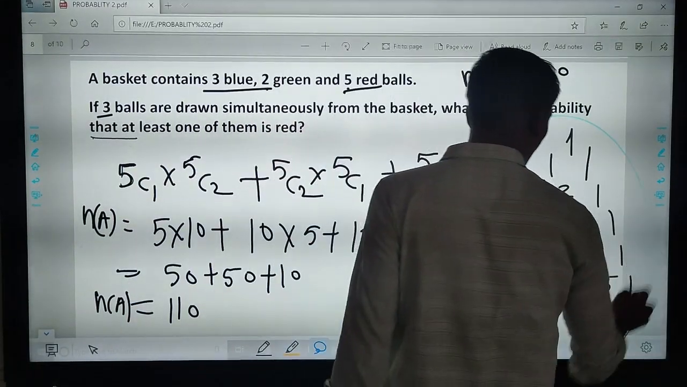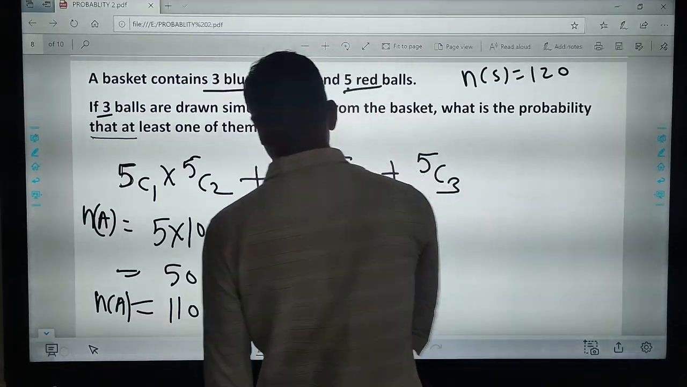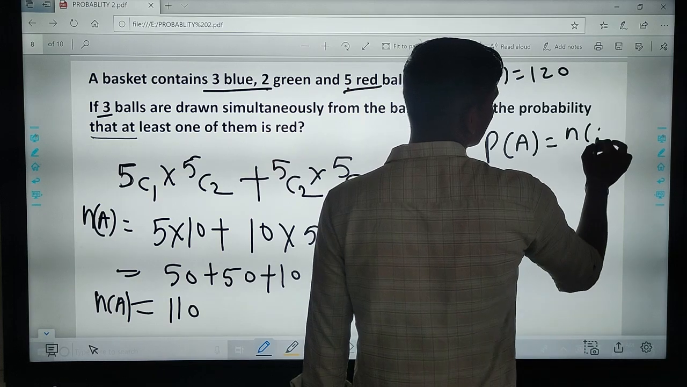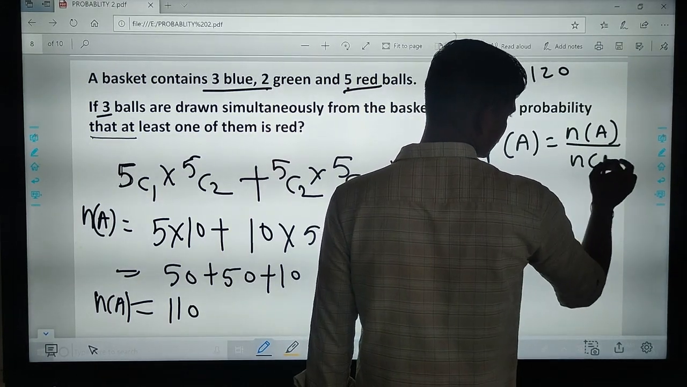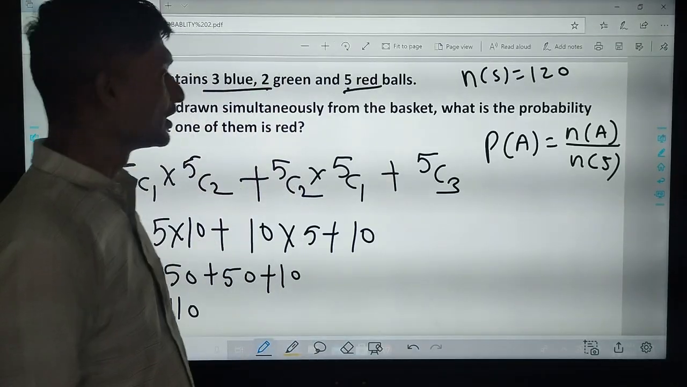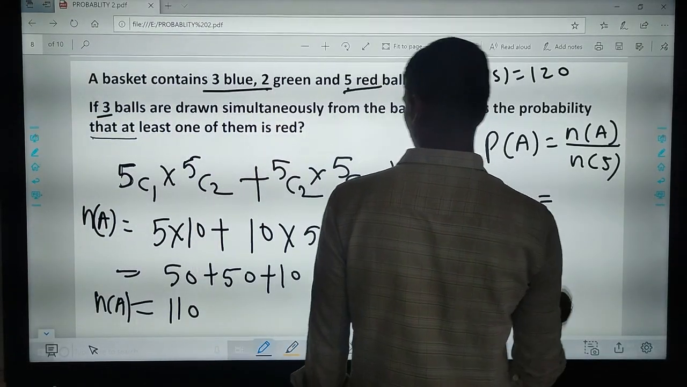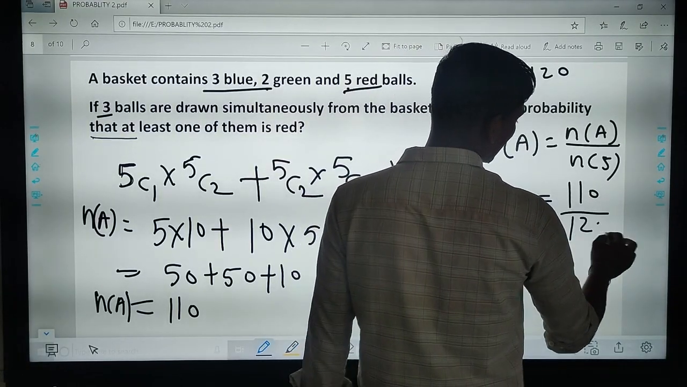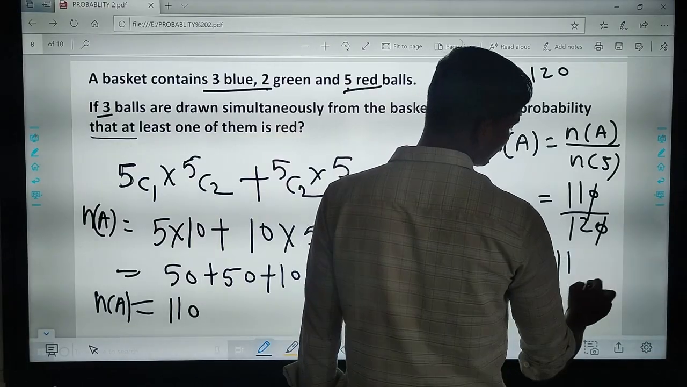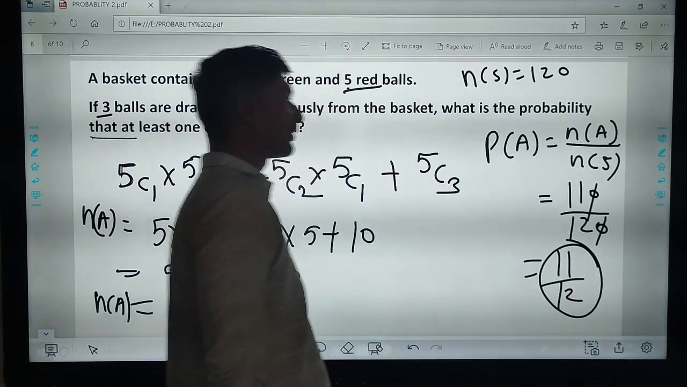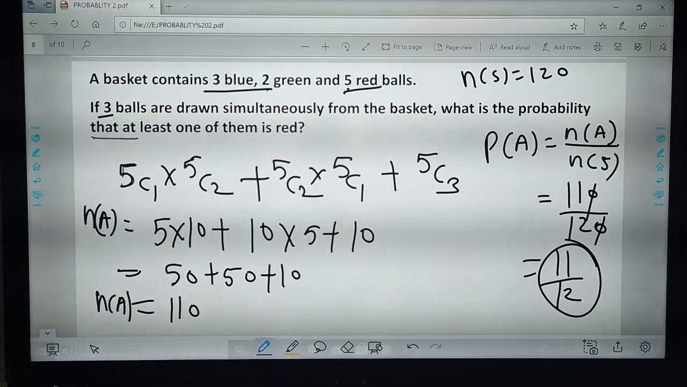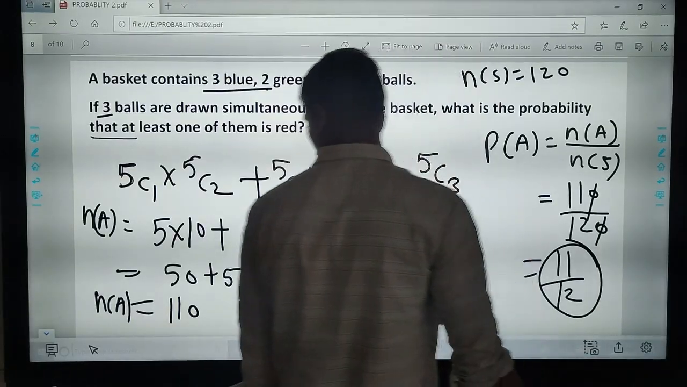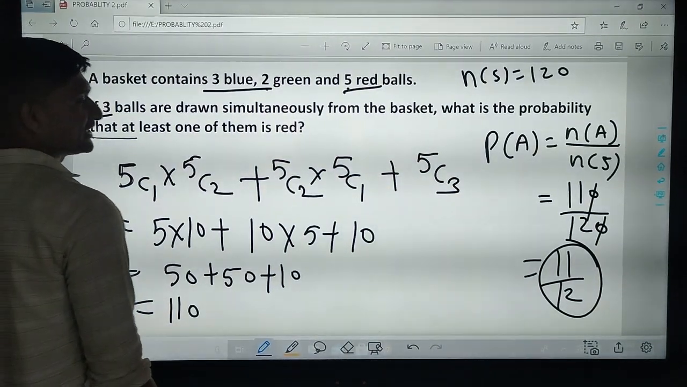Now here we find the probability. P of A is equal to n of A divided by n of S. Your n of A is equal to 110 and n of S is equal to 120. The zeros get cancelled. Then your probability is 11 by 12. The probability of at least one of them being red is 11 by 12. Your answer is 11 by 12.